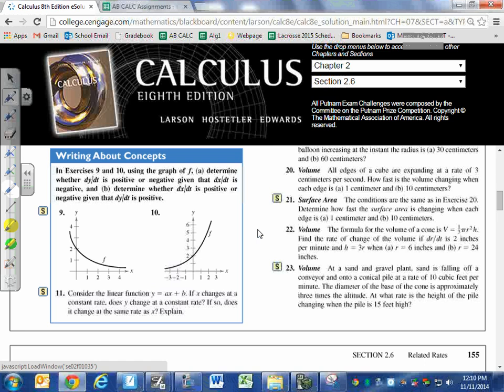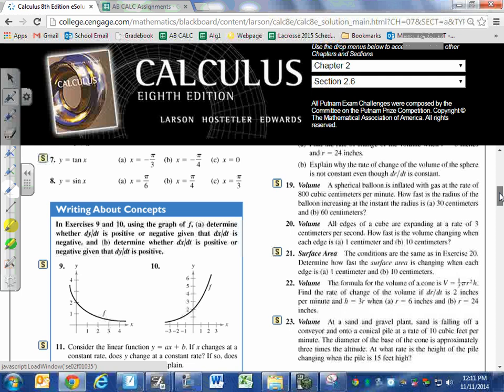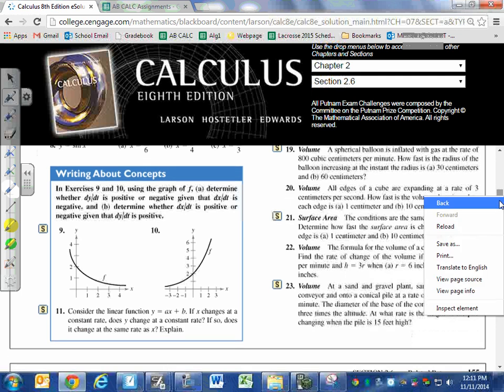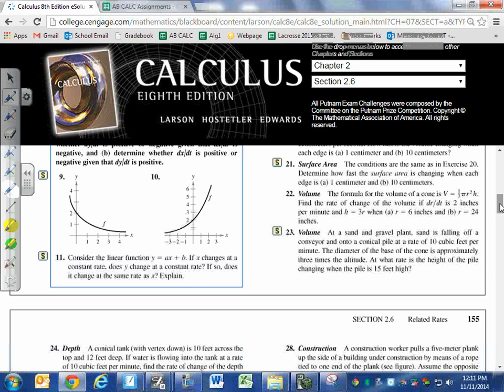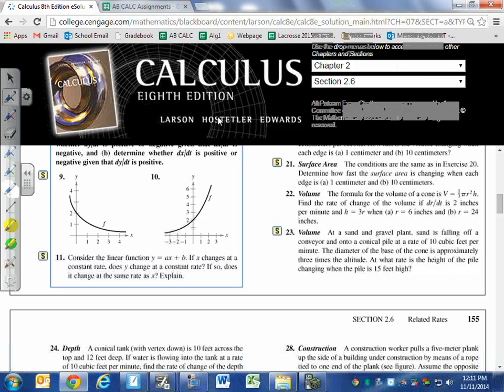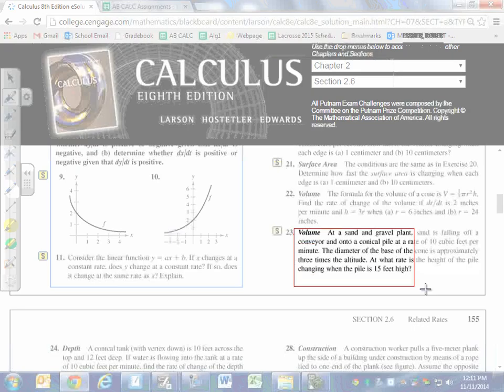It's a situation kind of like 22. Did you do 23? That was on it? Good. 23 is a good type of problem. This is like the next level of difficulty.